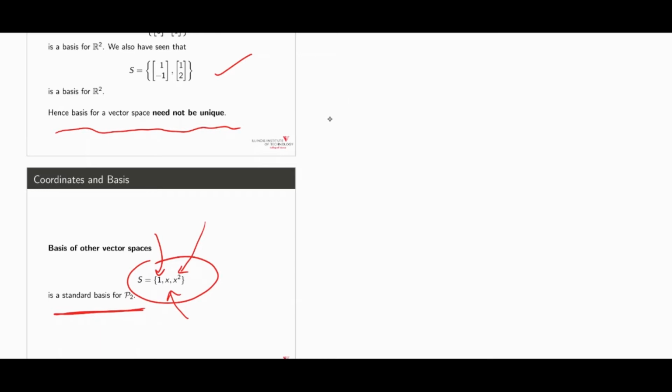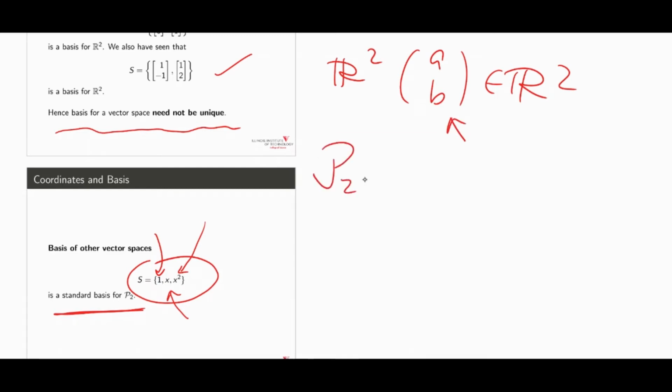So take an arbitrary element. The technique is the same. In R2, you take an arbitrary element like this. It is fixed, but it is arbitrary. And so here in P2, we are going to take an arbitrary element that is in that set. So we'll take an arbitrary polynomial that is in P2.